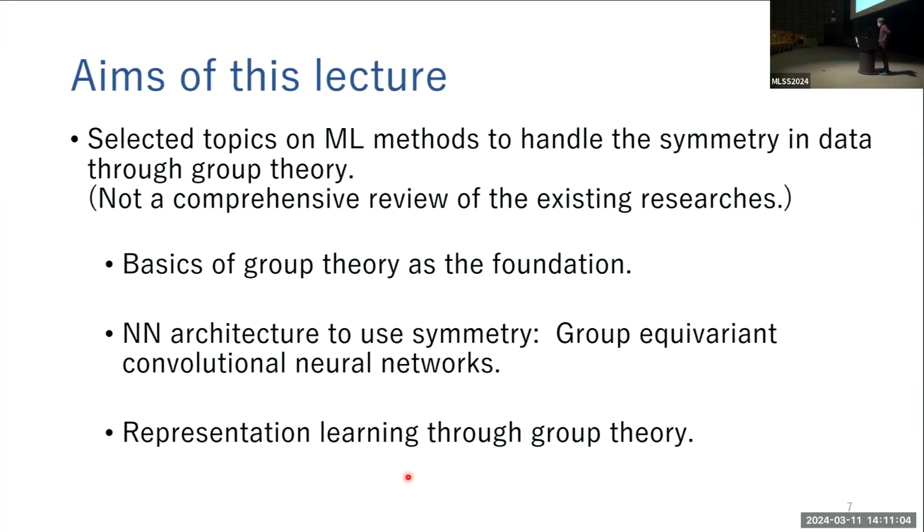So here's the aims of this lecture. I want to explain how machine learning methods handle this type of symmetry in data, or the symmetry in the geometry of data. And I'd like to explain how group theory handles such symmetry in machine learning methods. Because of the constraint of the lecture time, I will not give a very comprehensive review of the existing research in this direction. But I selected the topics and confined them to give you some basic idea of those methods.